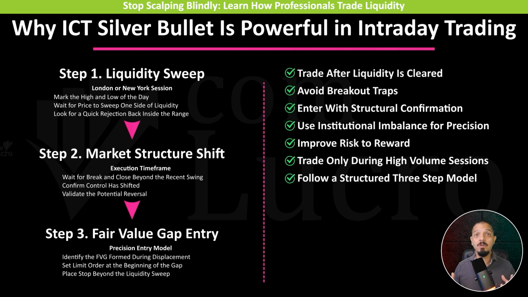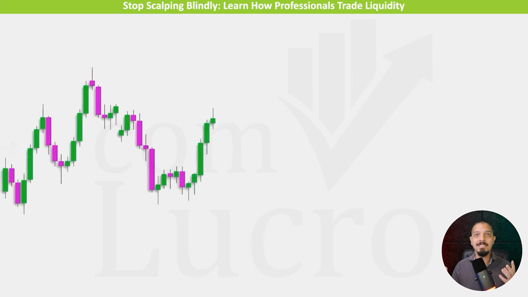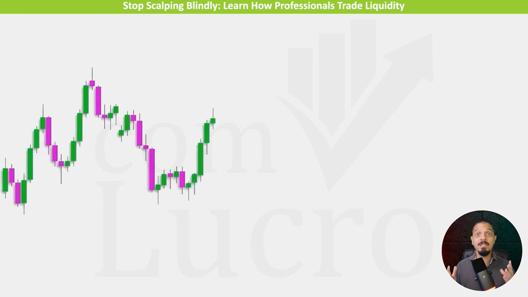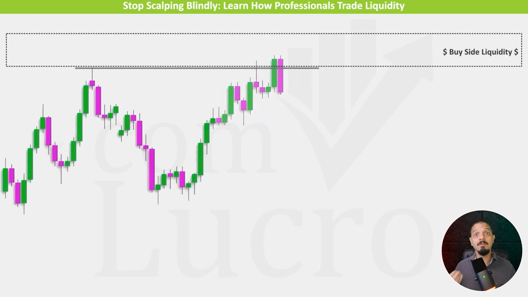This same logic is structured and repeated every day in specific intraday models, such as the silver bullet. The silver bullet is an ICT trading strategy that combines three main concepts: market structure shift, liquidity sweep, and fair value gap. When these elements align within specific trading sessions, they create a structured opportunity based on liquidity and confirmation rather than random entries. To trade the silver bullet, wait for price to break above the day's high during the London or New York session, and then quickly return inside the range, taking out the buy-side liquidity.